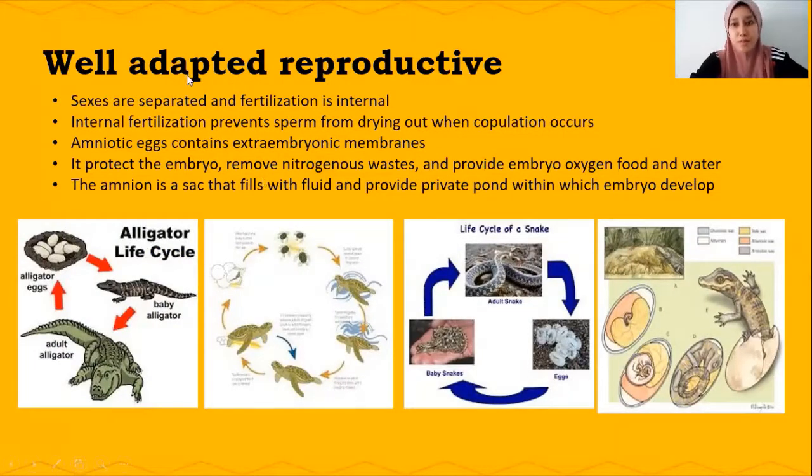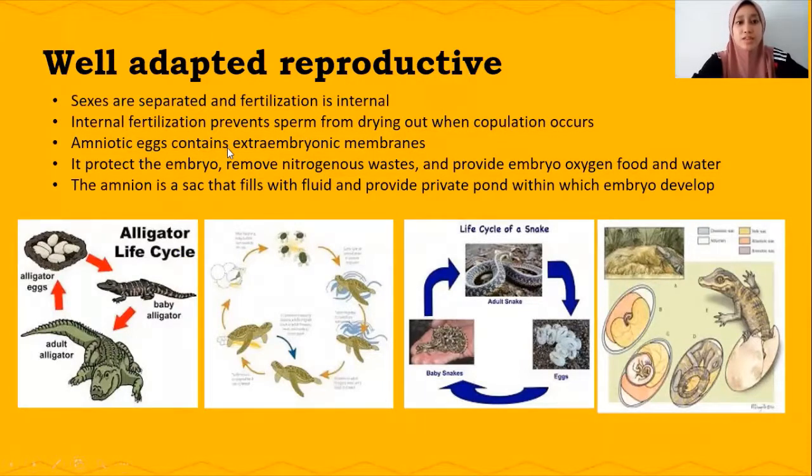Lastly, well-adapted reproduction. Alligators or crocodiles, turtles, snakes, and lizards all lay eggs, like in this picture. Sexes are separate, and fertilization is internal. Internal fertilization prevents sperm from drying out when copulation occurs.